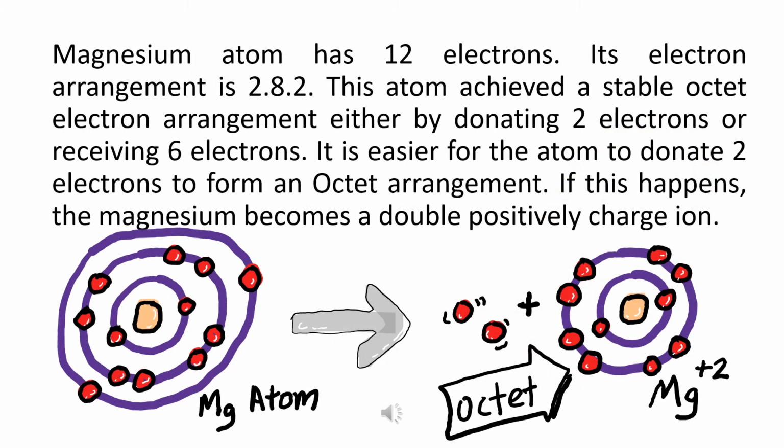As an example, a magnesium atom has 12 electrons. Its electron arrangement is 2.8.2. This atom achieves a stable octet electron arrangement either by donating 2 electrons or receiving 6 electrons. It is easier for the atom to donate 2 electrons to form an octet arrangement. If this happens, the magnesium becomes a double positively charged ion.